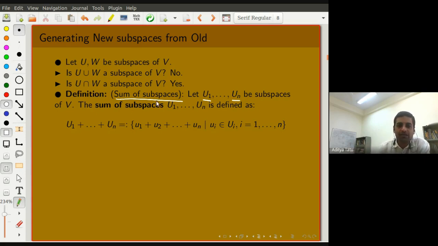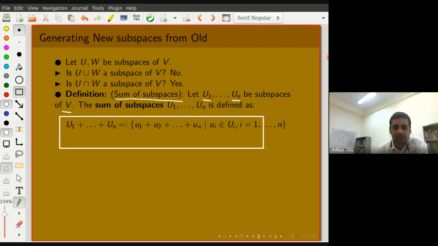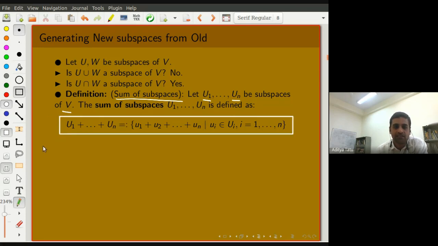Right, so let's get back to this concept of sum of subspaces. If I have given you n subspaces of the same vector space V, the sum of these n subspaces is defined in this way, right? And this is again analogous to U1, U2 to Un in groups.